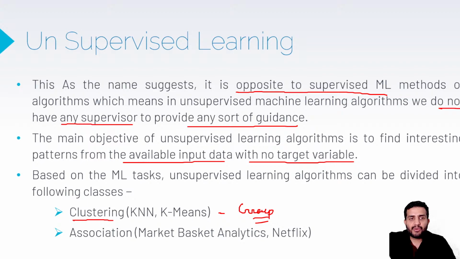The second type of unsupervised learning method is association. Very, very interesting type. So association is where we talk about market basket analytics, my recommendations coming on Netflix. So what are these?